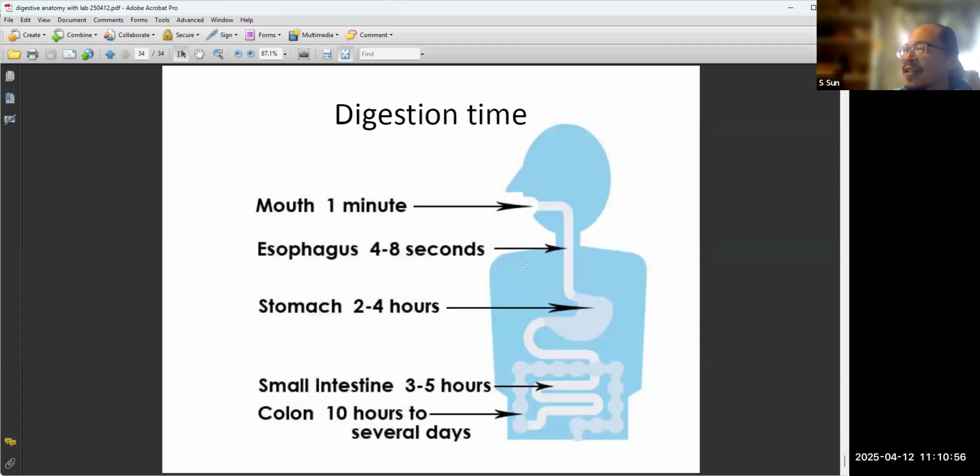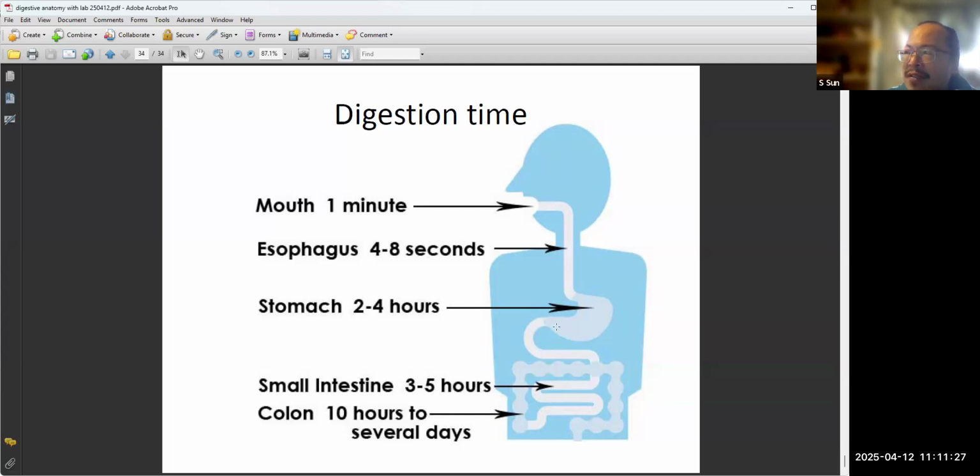So here is the digesting time. Chewing and eating take a couple of minutes. Swallowing takes seconds. Food in the stomach takes hours. But it depends. If it's liquid, it will quickly go through. If it's solid, it will stay here for, say, 4 hours. And then slowly but gradually, those will go into the small intestine. We can absorb them. And then in the large intestine, we poop it out.